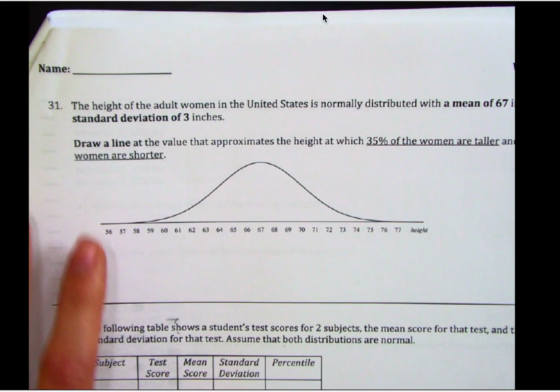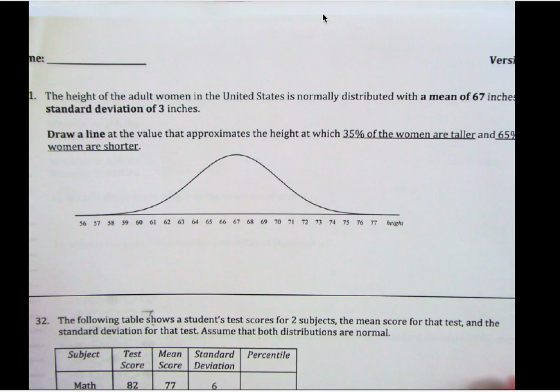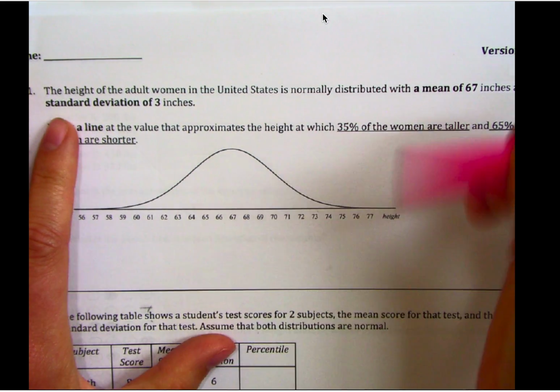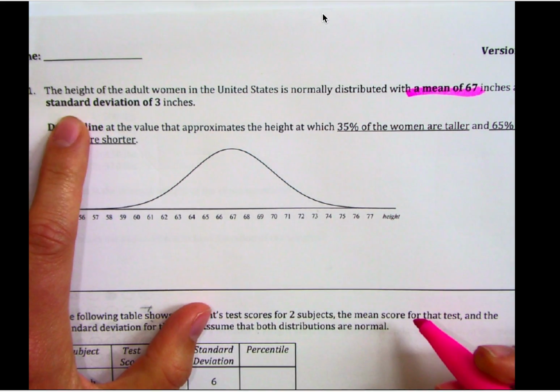Okay, now we are going into our more open-ended. We have the height of adult women. They're telling us it's normally distributed with a mean of 67 inches and a standard deviation of 3 inches.